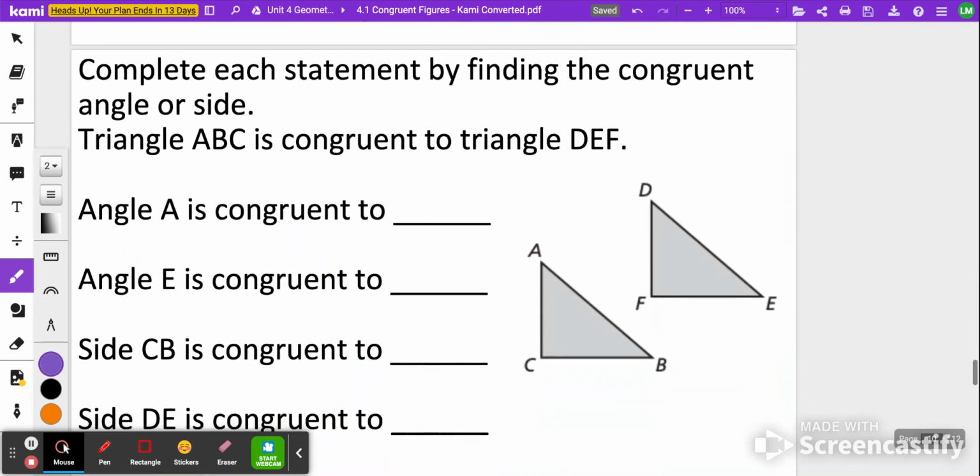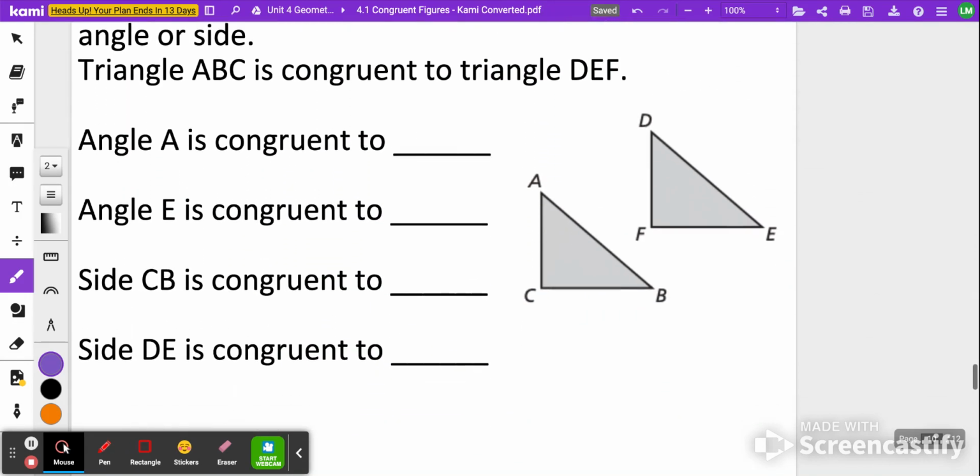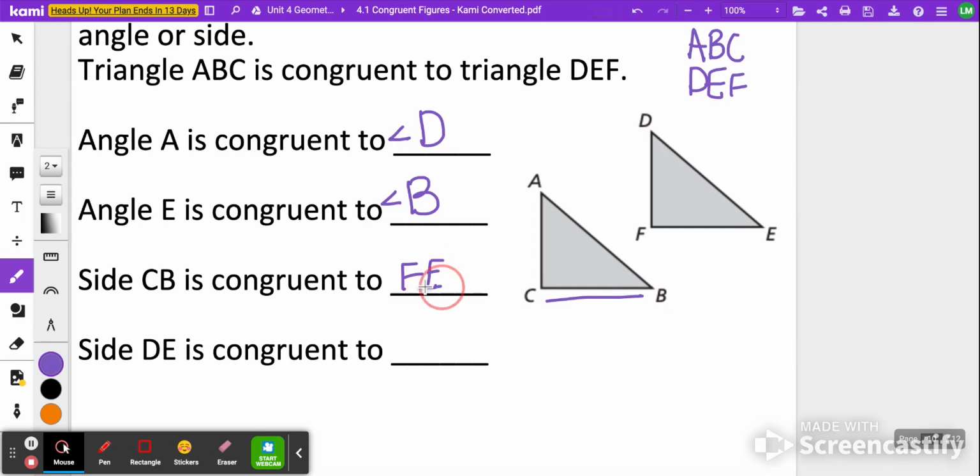Complete each statement by finding the congruent angle or side. So if ABC is congruent to DEF, angle A is congruent to D. Again, you can do the stack, ABC, DEF, and quickly see what they're matching here. Angle E matches to angle B. Side CB is here. That's going to match to side FE. And side DE matches to side AB.